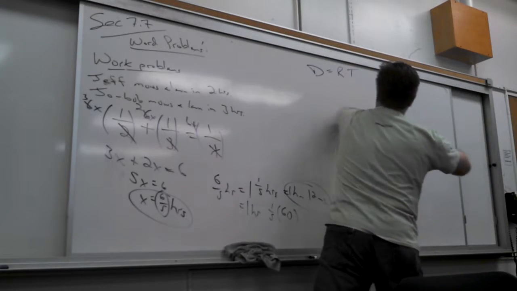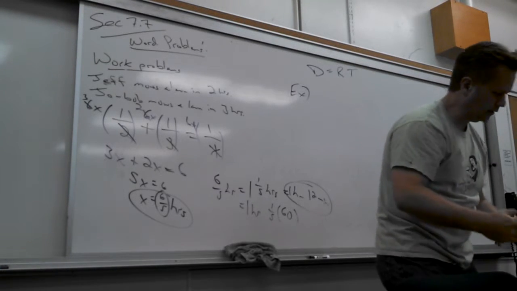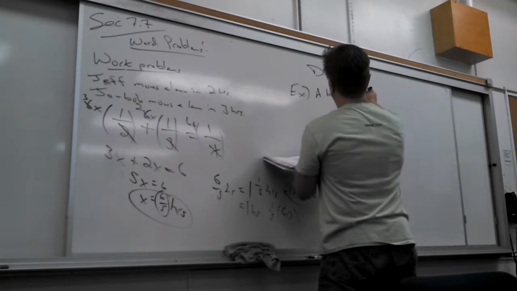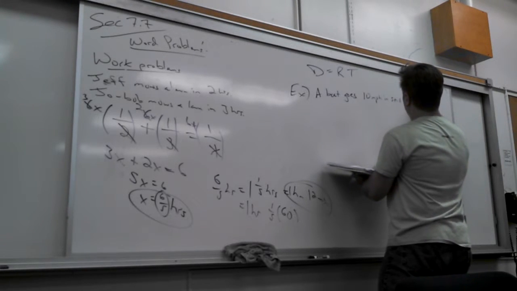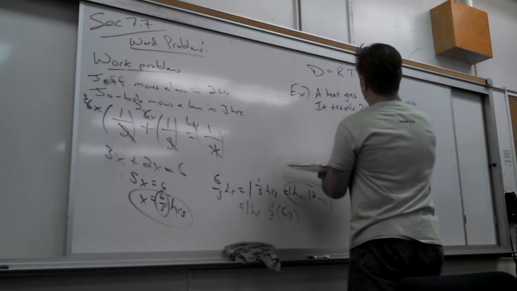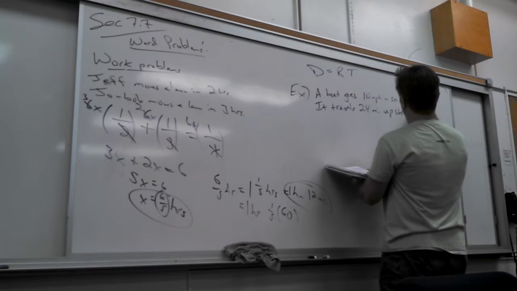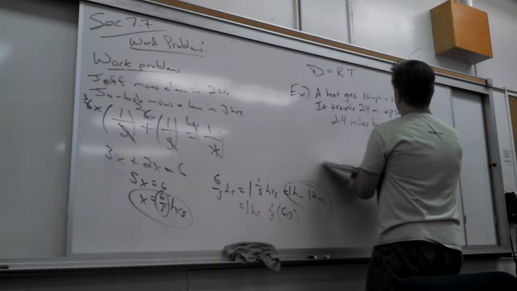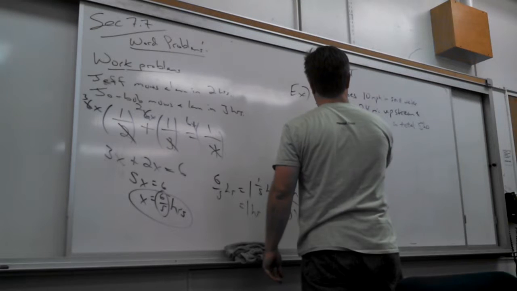Alright, so for example, let me take one out of the book here so I don't get freaky results. Let's see, a tugboat goes 10 mile an hour in still water. It travels 24 miles upstream and 24 miles back, in a total of 5 hours. What's the speed of the river? The current.